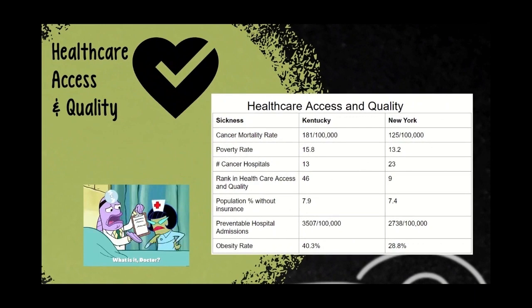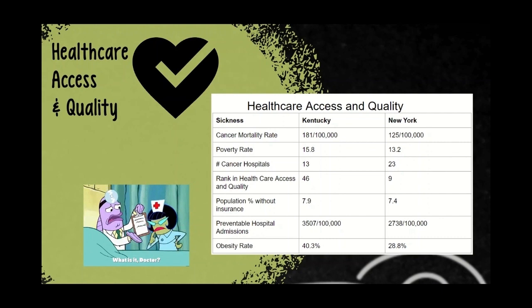George, living in Kentucky, is more likely to get cancer and more likely to die from cancer than Gary, who lives in New York. As you can see, the cancer mortality rate in Kentucky is 181 per 100,000, while in New York, the cancer mortality rate is 125 per 100,000. So what may motivate George to move from Kentucky to New York? Well, the poverty rate in population without insurance is only slightly lower in New York than it is in Kentucky.